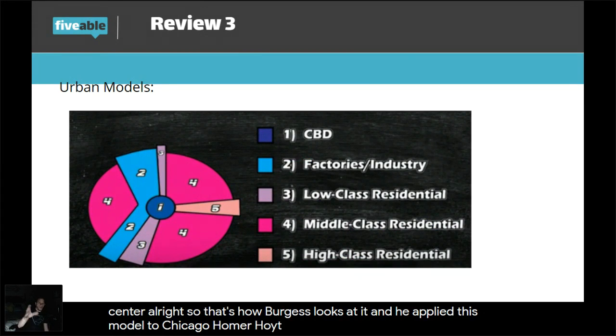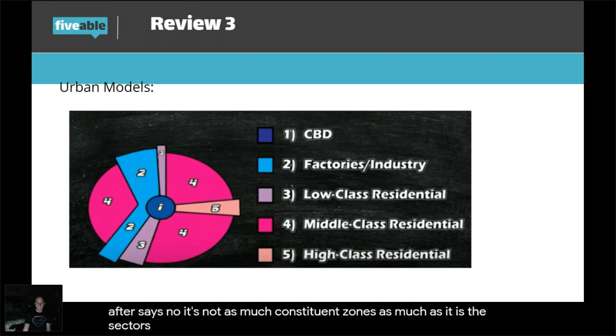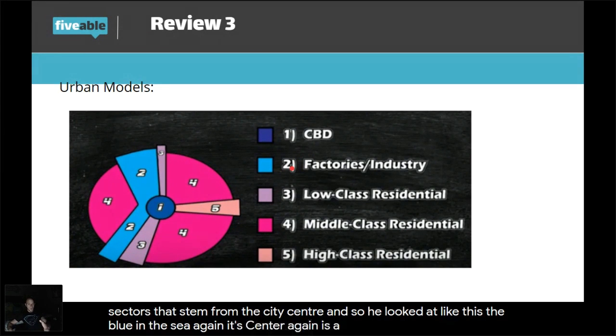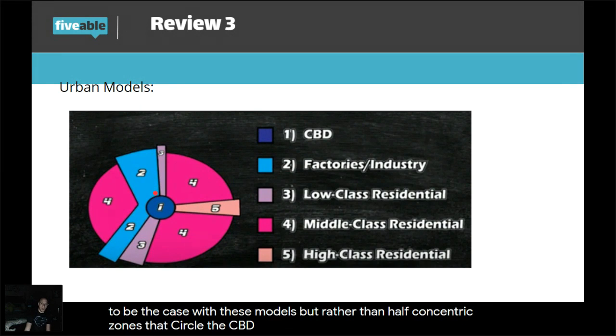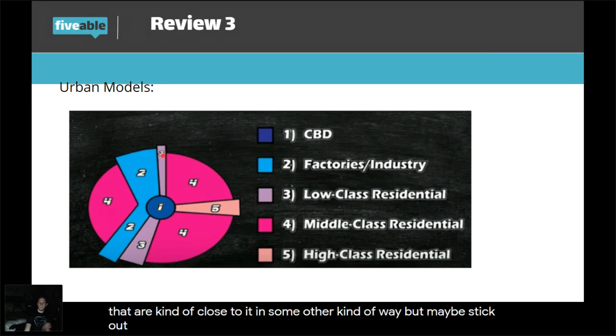Homer Hoyt looks at this model, and very soon after says, no, it's not as much concentric zones as it is these sectors that stem from the city center. And so he looked at it like this: the blue in the city center again is a CBD. That's always going to be the case with these models. But rather than have concentric zones that circle the CBD, you're going to have places that are close to it in some other way, but maybe stick out almost like these sectors that stem from the CBD. So again, site and situation play a part here.